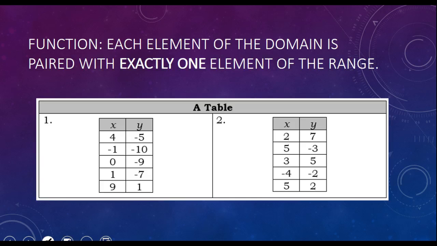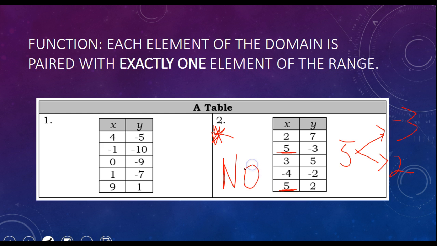Alright, the table is similar to looking at a relation. So you just want to look at repeat x values. If you look at example 2, do I have any repeat x values? The answer is yes. That 5 is pairing up with -3. It's also pairing up with 2. So right there I can say that this is not a function.